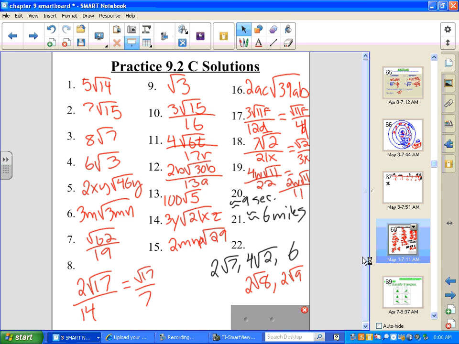Yep. And then 4 over 22 reduces to 2 over 11. All you're doing is simplifying the square root of 50,000. So you need to find the perfect square that goes into 50,000.